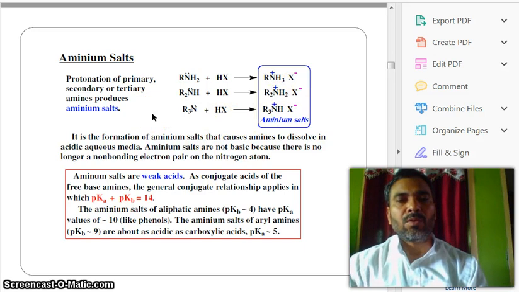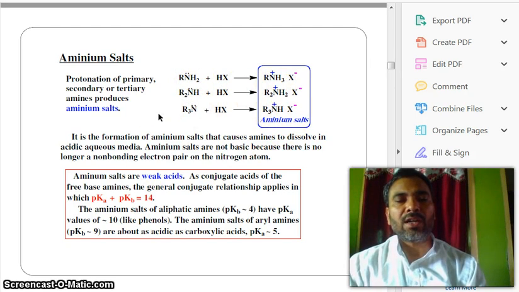So why is it so? It is the formation of aminium salts that causes amines to dissolve in acidic aqueous media. Aminium salts are not basic, because there is no longer a non-bonding electron pair on the nitrogen atom. You can see here, nitrogen contains a lone pair. Now in this product, this is gone.